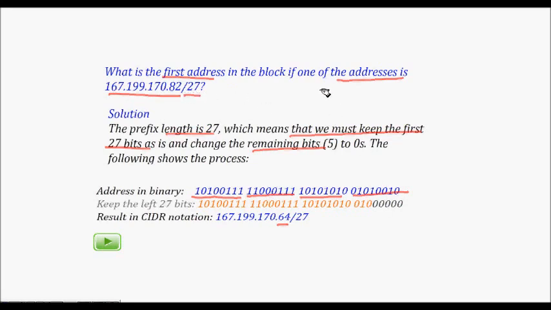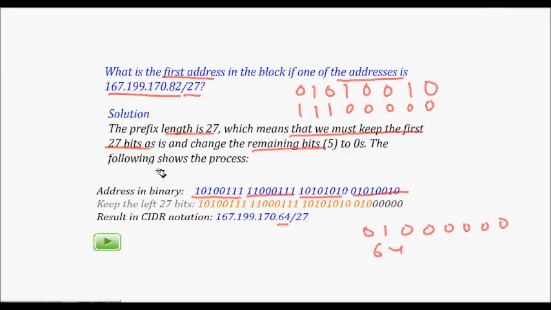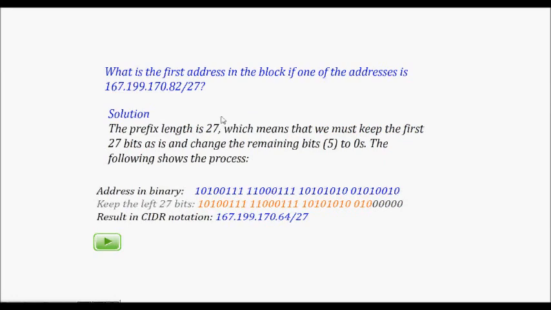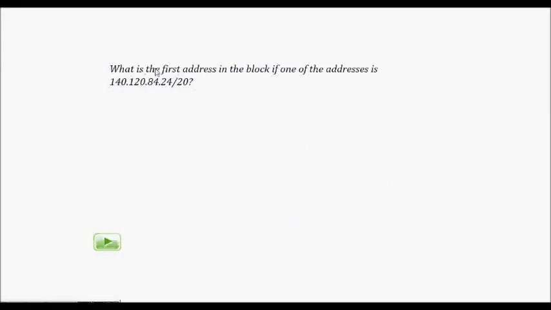So what is it? 82. 82 can be represented as 01010010, and you need to have 27, so the last 5 bits are 0, okay, and only 3 bits are kept. So what will happen? We will get 0 1 0 0 0 0 0 0. So this is 2 to the power of 6, so that's why we are getting 64 here. So you get the network address. The first address of the subnetwork is also the network address.